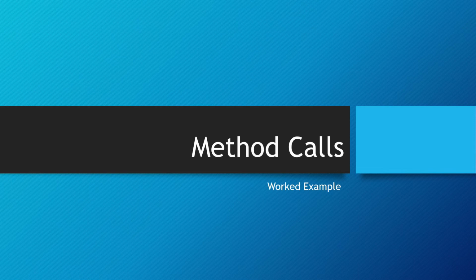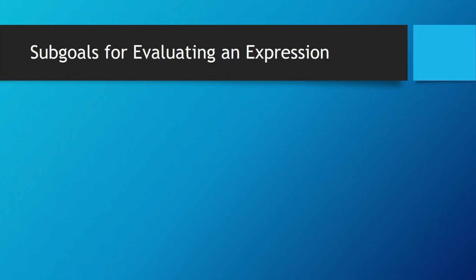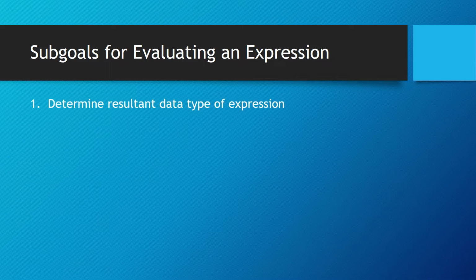In this video, we will be going over a worked example involving method calls in an assignment statement. The goal is to evaluate the expression. In order to achieve this goal, we must work through each of the subgoals. The first subgoal is to determine the resultant data type of the expression.